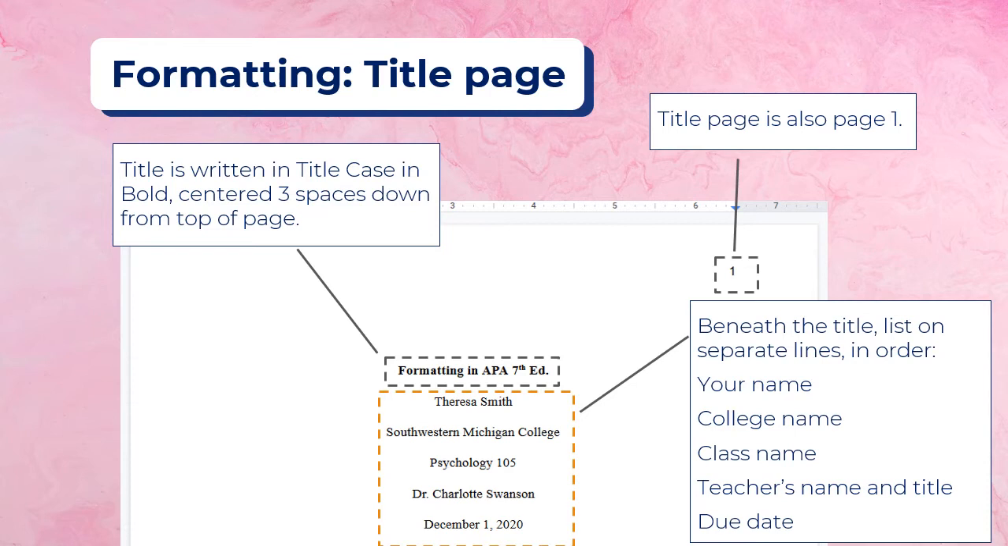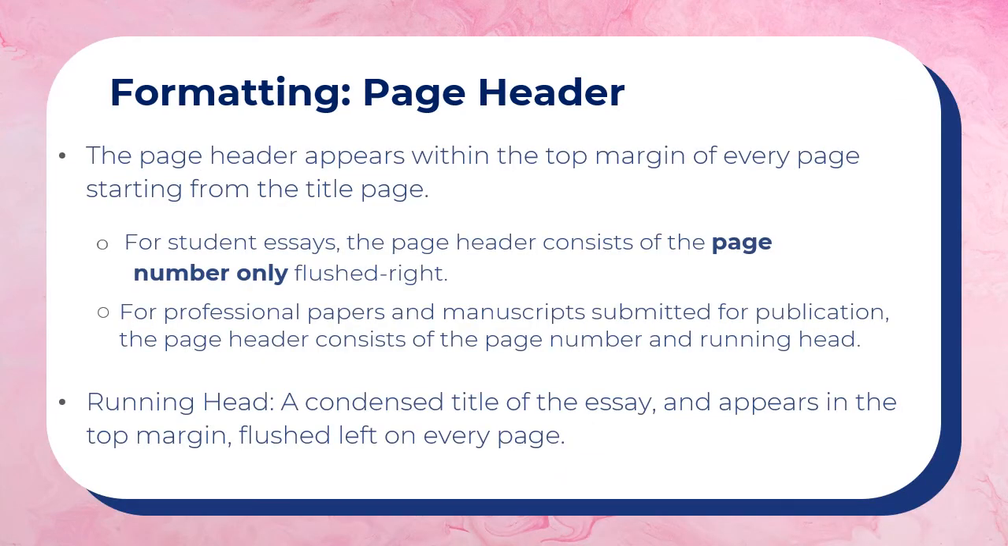APA formatting has changed significantly from 6th to 7th edition. At the time of this video recording, 6th edition is still widely in use. One of the big changes between APA 6 and 7 is that a running head is no longer necessary for student essays. They are, however, still required for manuscripts being submitted for publication. A running head is a condensed title of the essay that appears in the top margin of every page on the left-hand side. Again, running heads are not required for student essays in APA 7 unless your professor or instructor requests it. If you are unsure, double check with them.